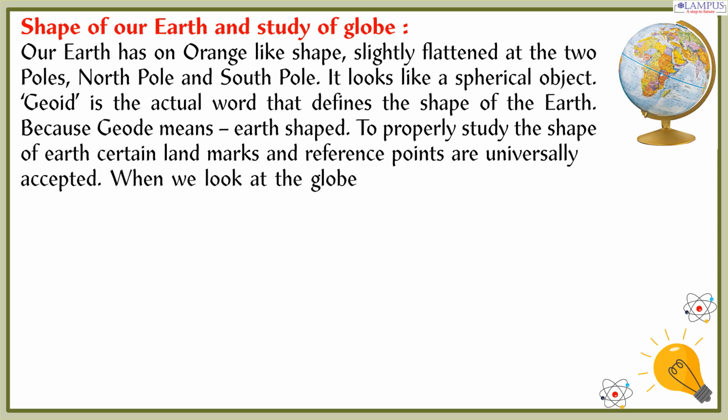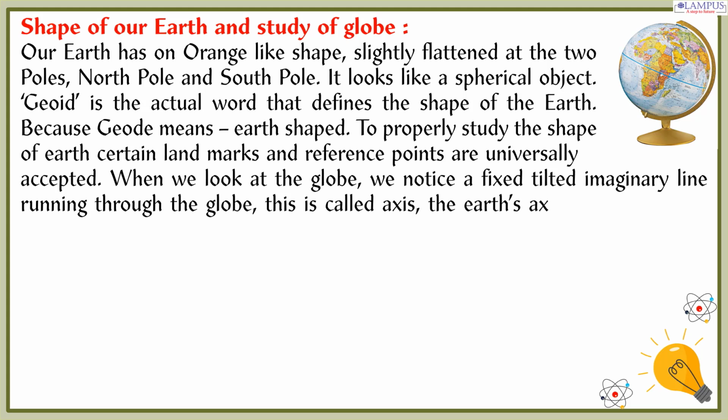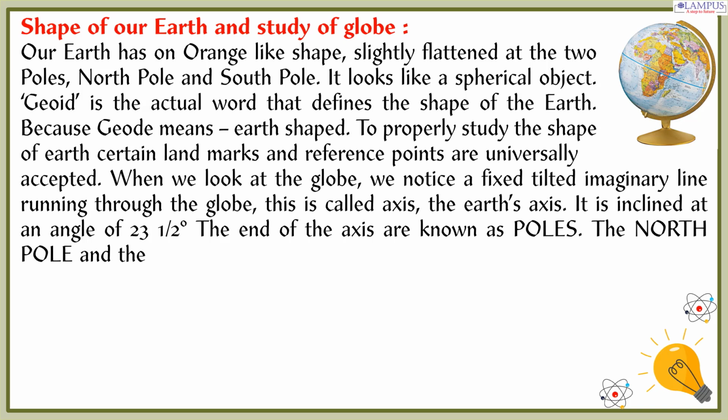When we look at the globe, we notice a fixed tilted imaginary line running through the globe. This is called the axis, the Earth's axis. It is inclined at an angle of 23.5 degrees. The ends of the axis are known as poles. The North Pole and the South Pole.